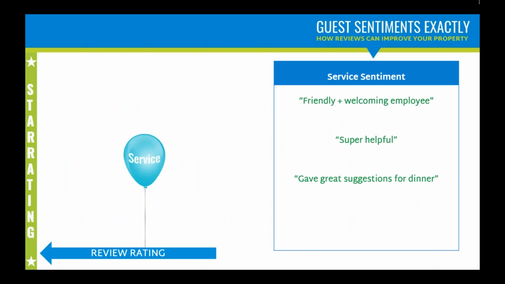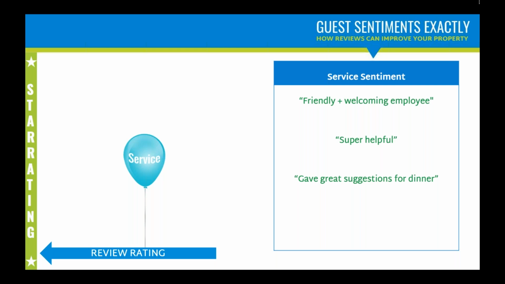So for this review, we saw multiple mentions within the content of the hotel's great and exceptional customer service. Phrases like friendly and welcoming employee, super helpful, and gave great suggestions for dinner are all signals that service played a big part in the positive rating given by the traveler. So we're going to illustrate service as a balloon, helping lift the traveler's online review rating.